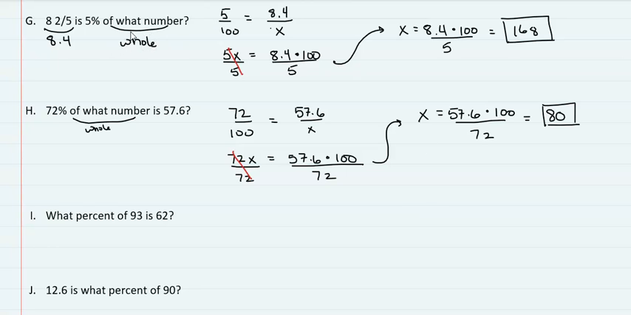Okay, so the answers are here. First I wanted to point out that 8 2/5 is 8.4. Of what number means that's the whole. So 5%, 5 per 100, is 8.4 over x. You're going to cross multiply and then divide by 5, and you get 168. H is pretty straightforward, and you just have to find of what number is the whole. So that's going to be your x. And you should get 80.